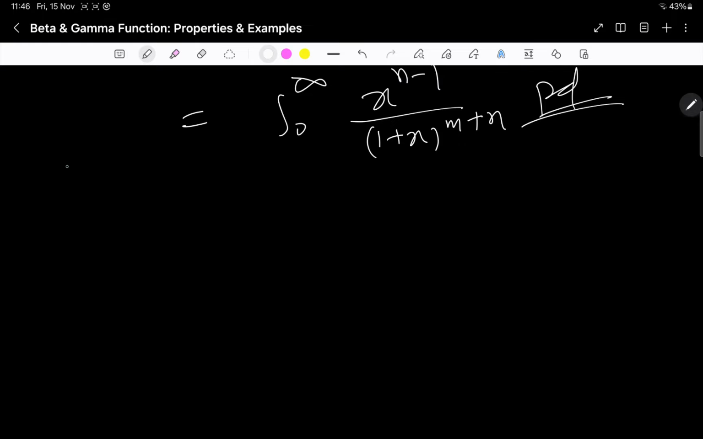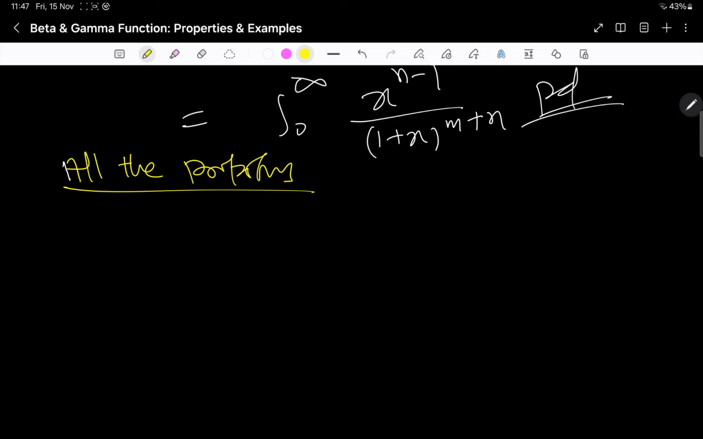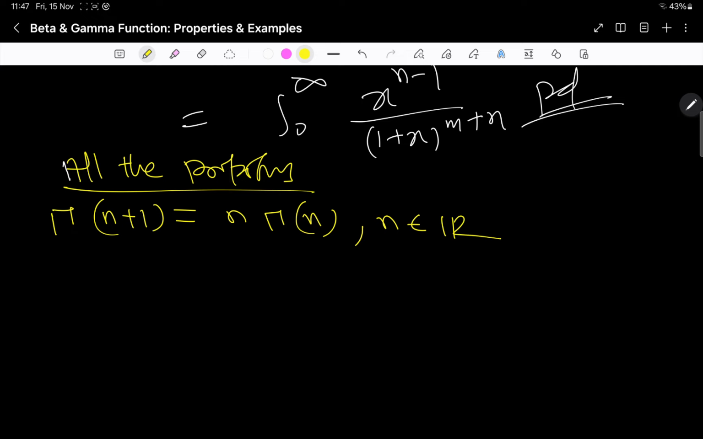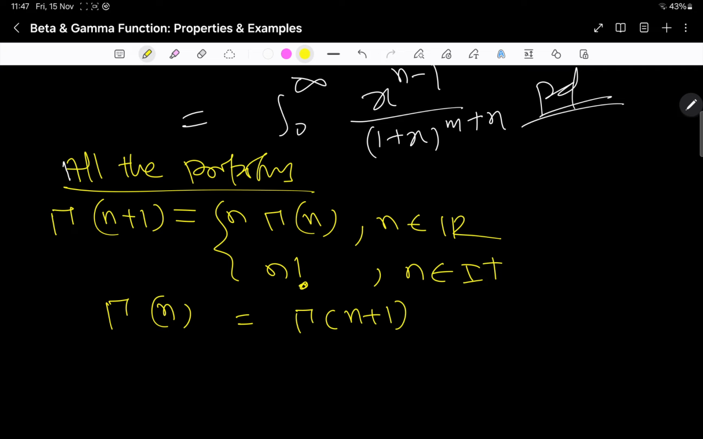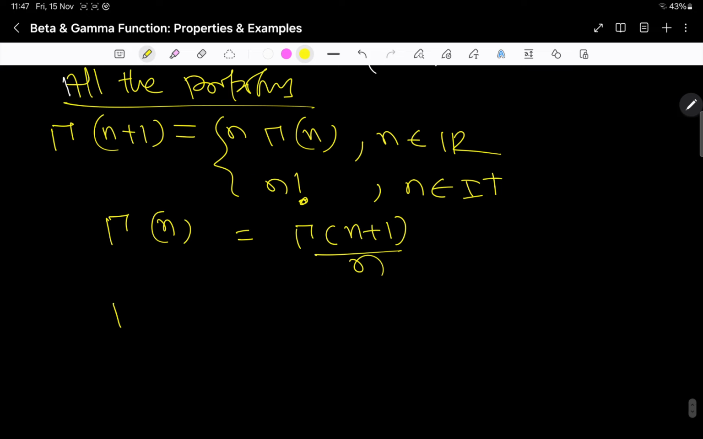Now, recollecting all the properties together, I remind you here: gamma of n plus 1 is n gamma n, right? n is a real number, and the moment n is a positive integer, it is your factorial n, is it not? So accordingly, what is your gamma n? Gamma n is gamma n plus 1 by n. Clear?